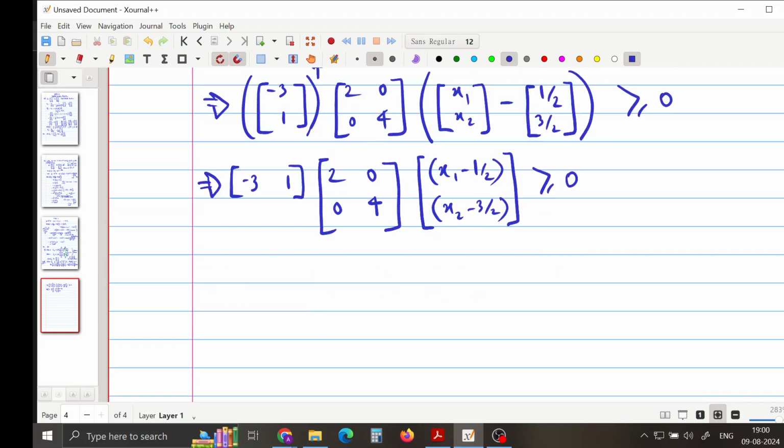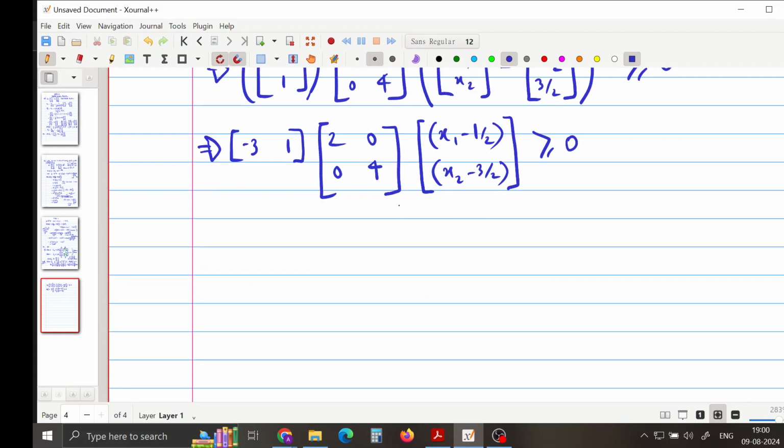And dimensionally it's also correct. This is 2 cross 2, this is 2 cross 1. If I multiply these two together, I will get a 2 cross 1 vector, and in front I have 1 cross 2. So 1 cross 2 multiplied with 2 cross 1 will give me a 1 cross 1 scalar. Of course that's what I am comparing with on the right hand side. The right hand side threshold is a scalar 0, so on the left hand side also I will get a scalar. So it makes sense.